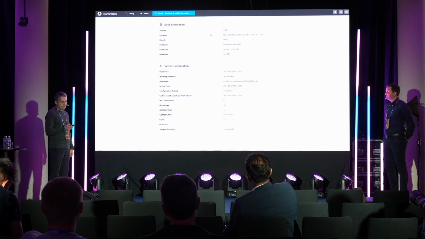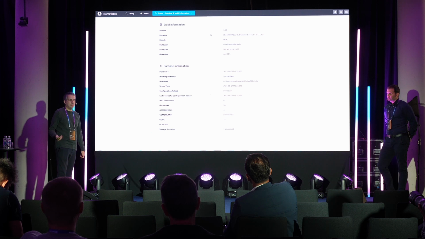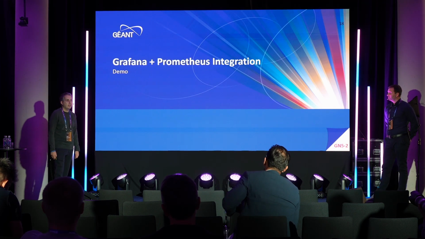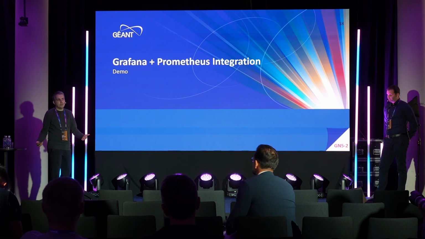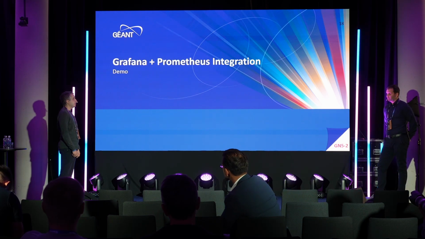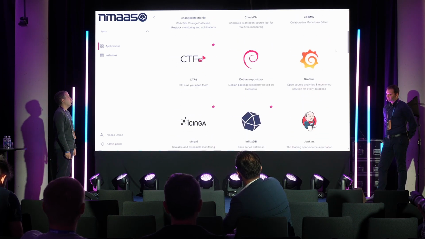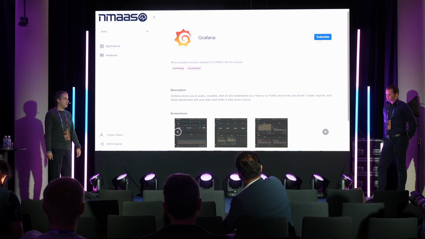So this was how a single application can be deployed and configured and reconfigured on top of nmaas. But of course, Prometheus by itself is not very useful. You would like to visualize the metrics that you have acquired. For this, we also support, for example, Grafana. And this is how multiple applications together can be combined to create a network monitoring system, a network alerting system.